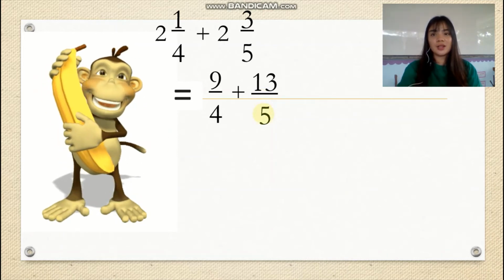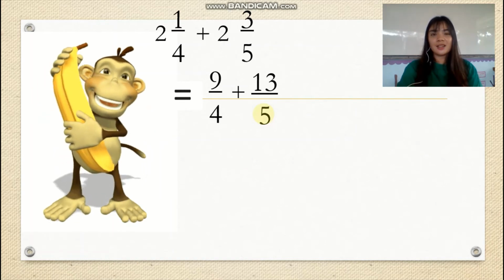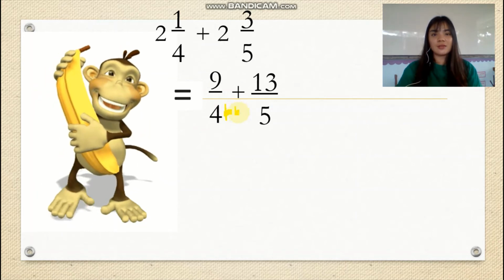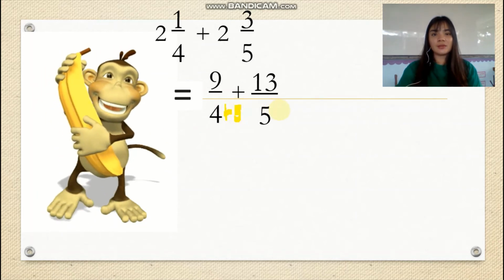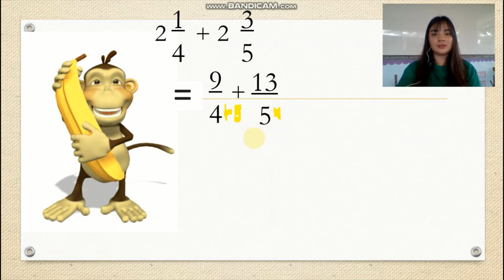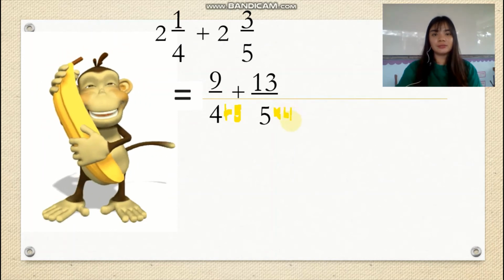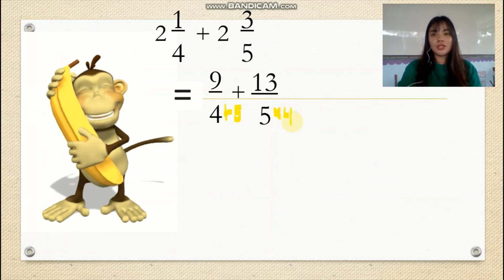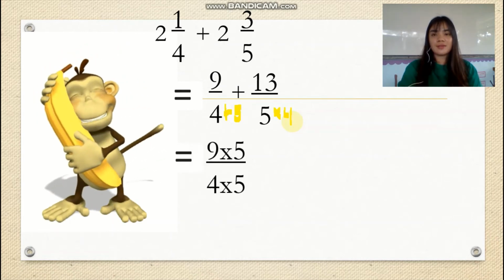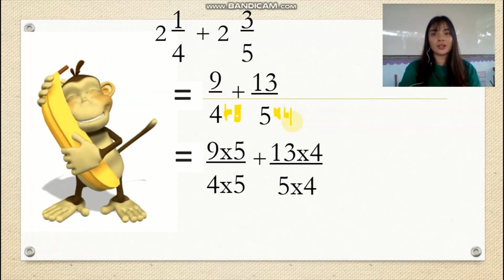It is 20. So what can we multiply it by 4 to make it 20? It is 5. How about 5? What can we multiply it by 5 to make it 20? It is 4. Very good. Now we can multiply our numerators. So 9 times 5 plus 13 times 4.